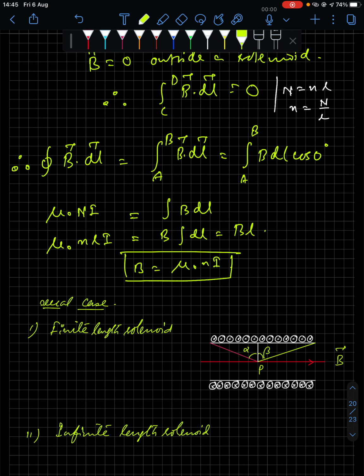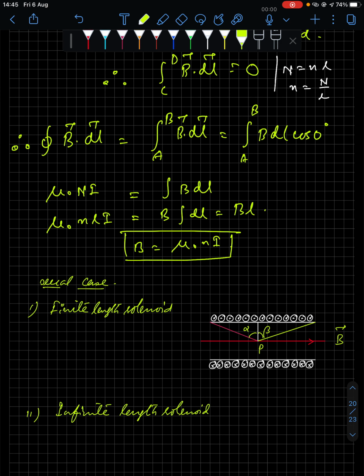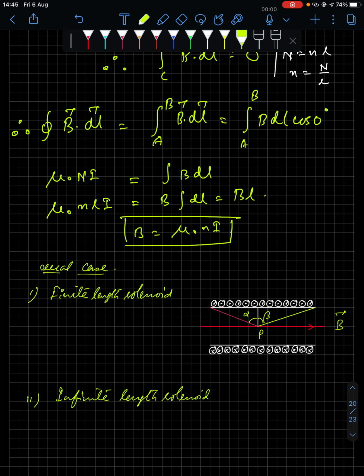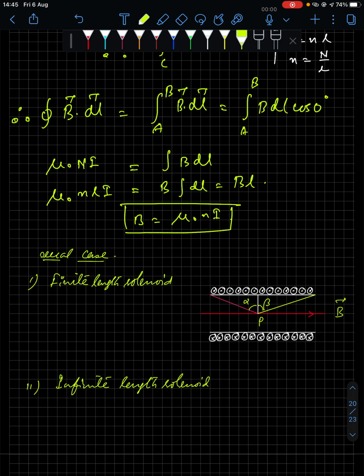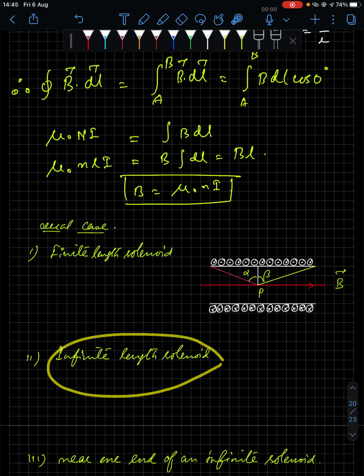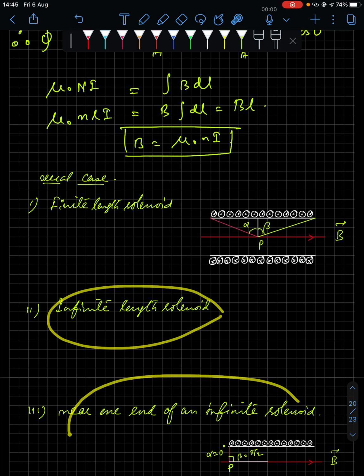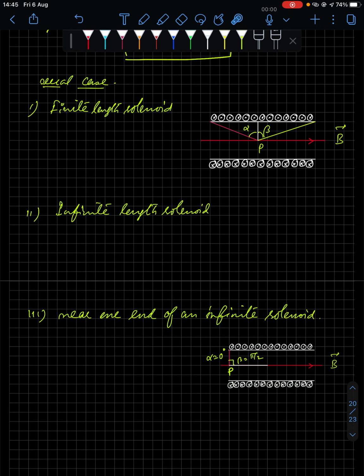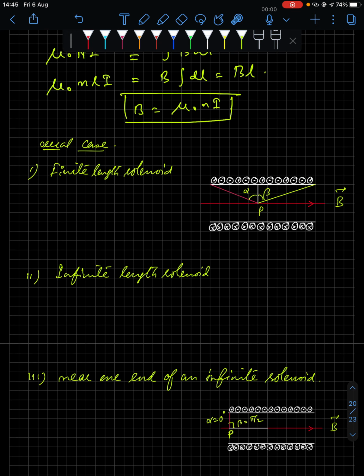Special case, first case. Now here we are not going through the derivation. Okay, this is being shown very briefly just for your application part. While doing numericals, you will be using these relations. Finite length solenoid. Then you have infinite length solenoid, and near one end of the solenoid, infinite solenoid. Okay, that is the third situation.